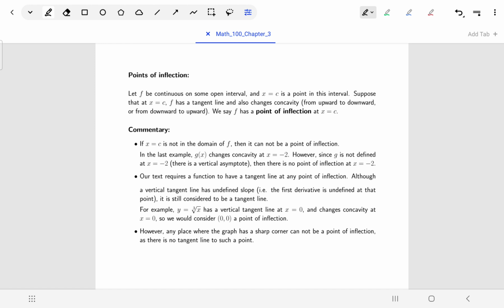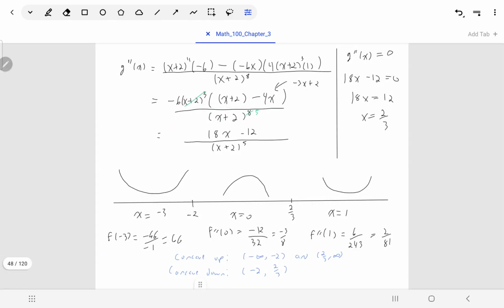So if we circle back to the last example, we have two places where it looks like concavity is changing, at 2/3 and also -2. From our last example, we found that there were two potential places where concavity changes. But we had to keep in mind that -2 for this function was a place where we had a vertical asymptote. Our function was not defined at x equals -2. So I would not be able to say that there is a point of inflection at -2.